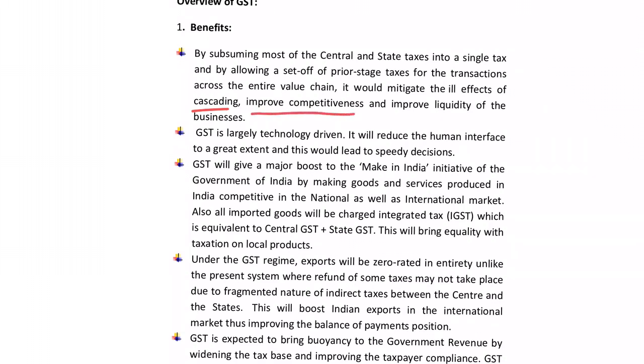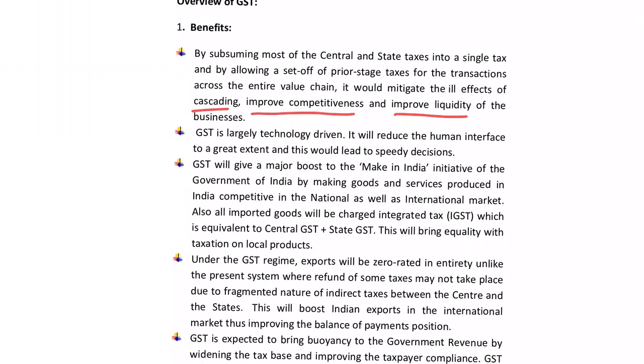The products will become cheaper and our products will become competitive in markets. So it will be cheaper, inflation can be reduced, and it will also improve liquidity of the businesses. That is, take for example, I have 1 lakh rupees. And if I am paying more taxes to the government, then I have less money for investment.